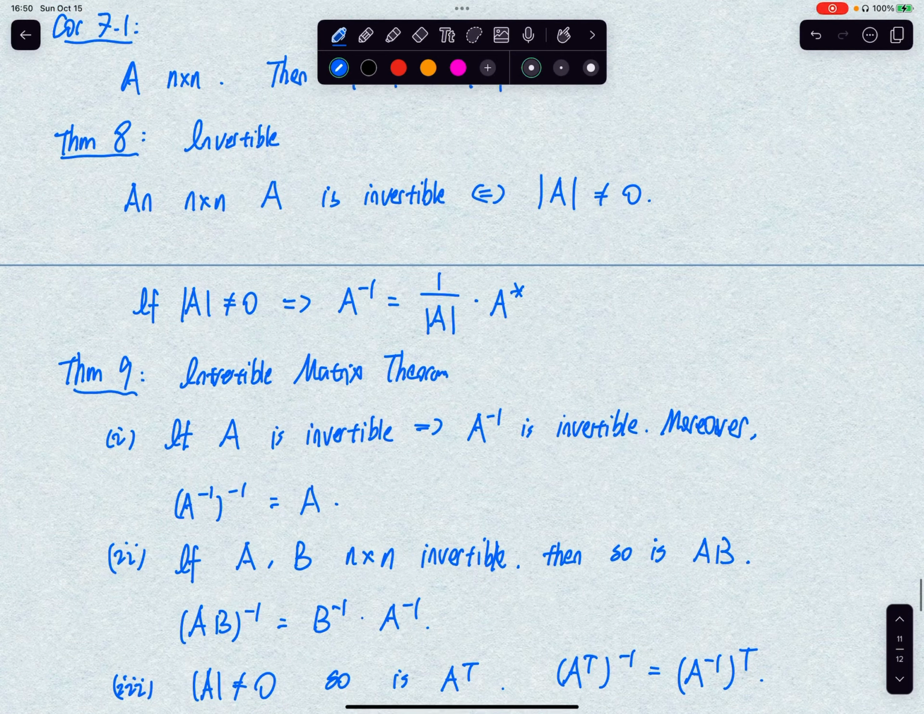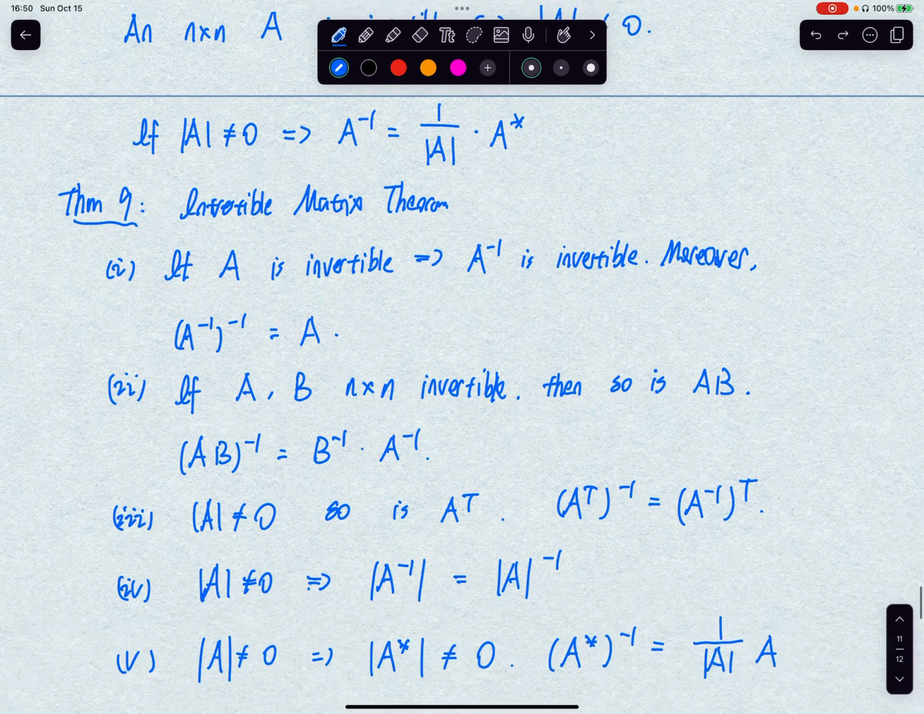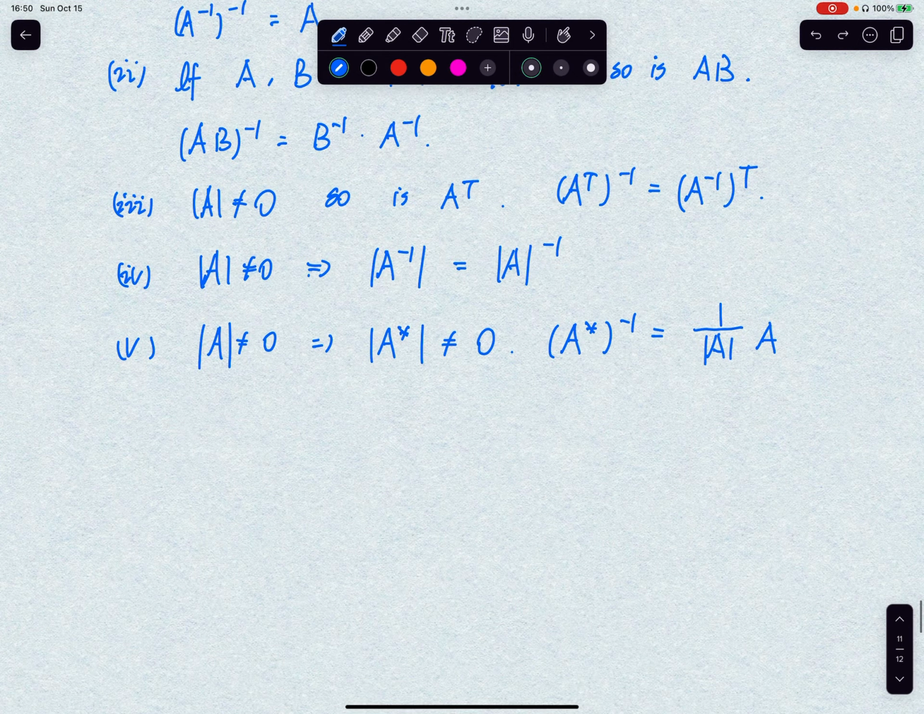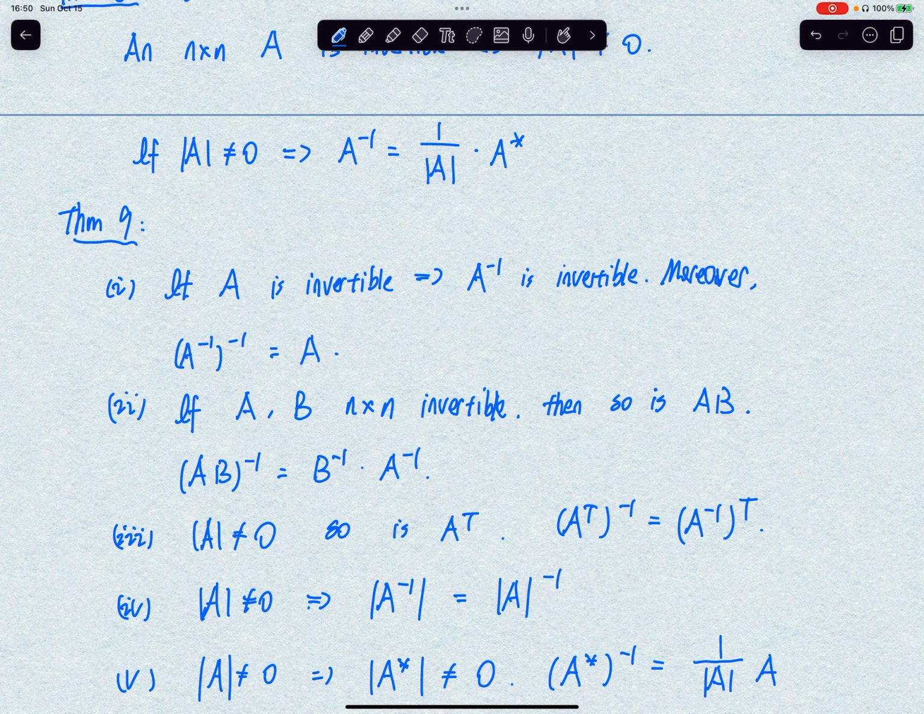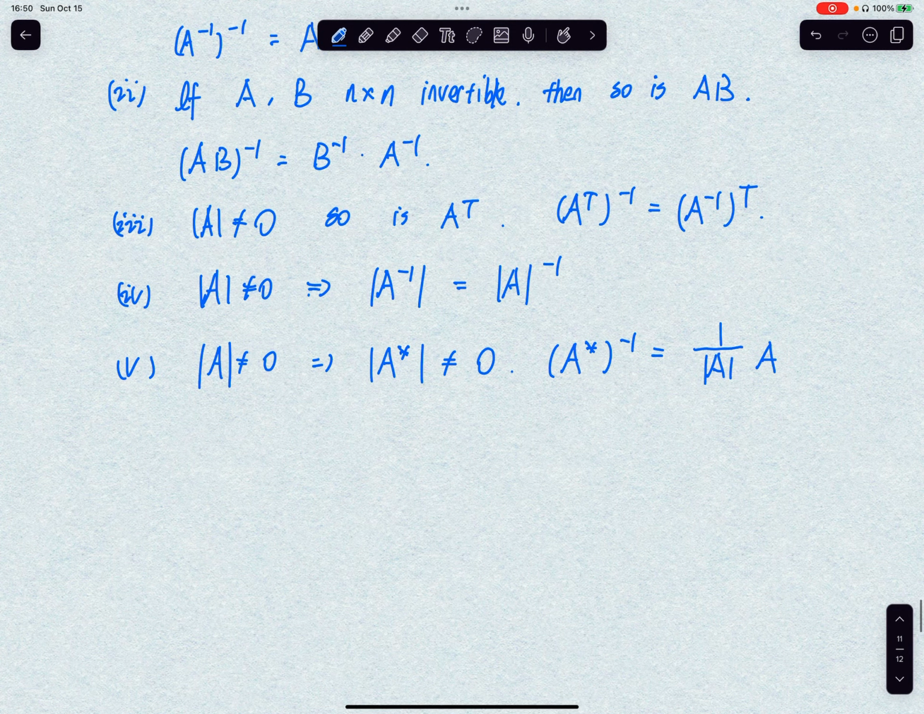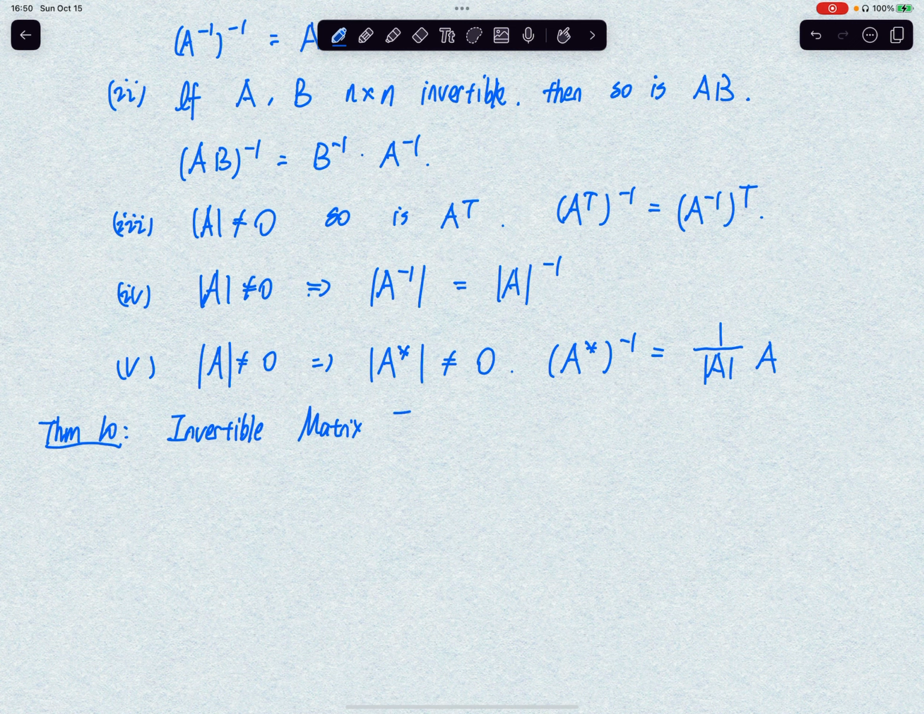One can recall the way of finding the inverse once the matrix is invertible. And then we now shall introduce the famous invertible matrix theorem. So sorry for that. This is not the invertible matrix theorem. This is only the properties for invertibility. Okay, so this is the invertible matrix theorem.